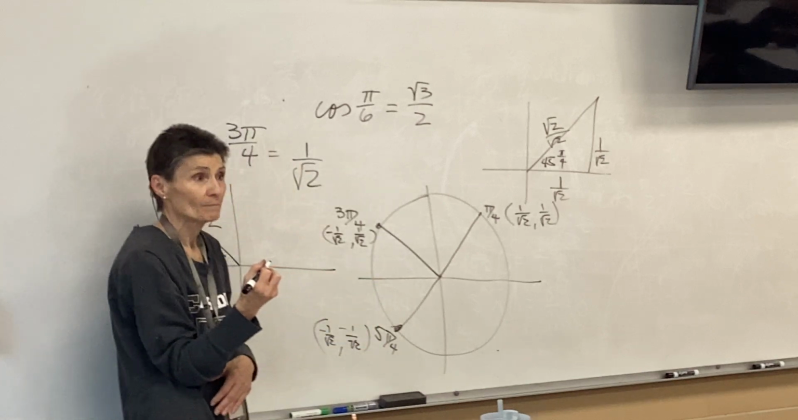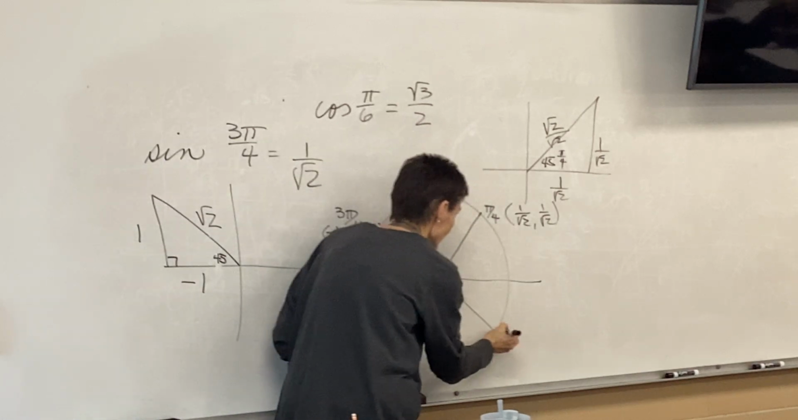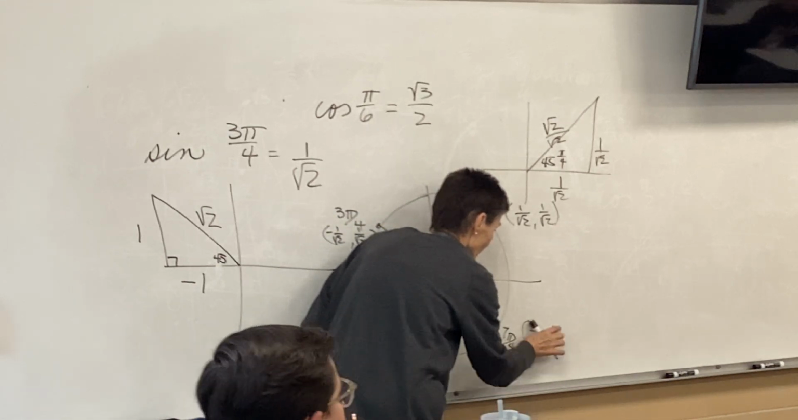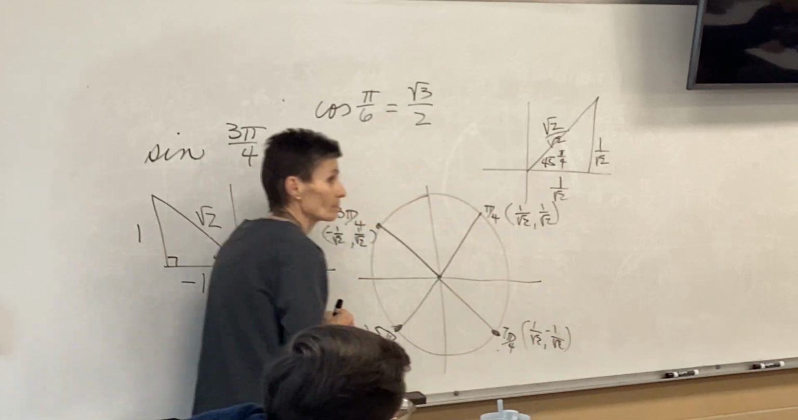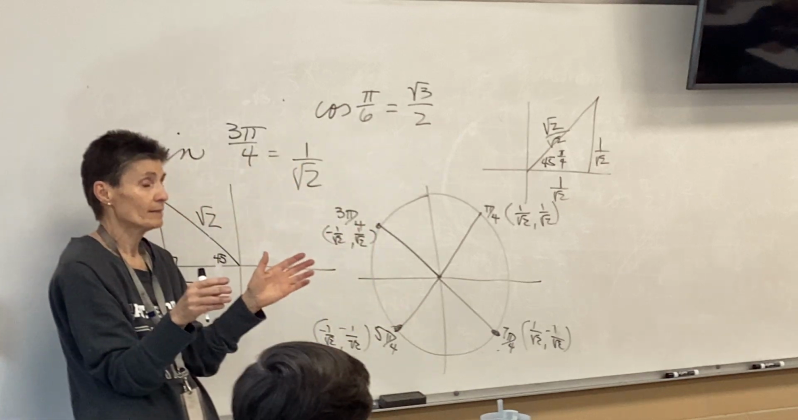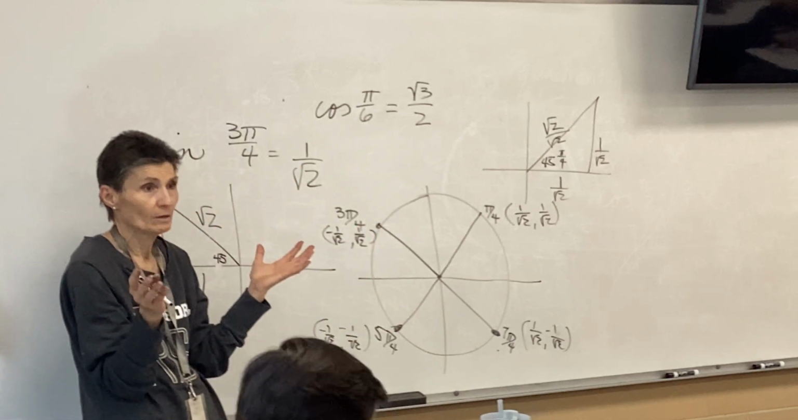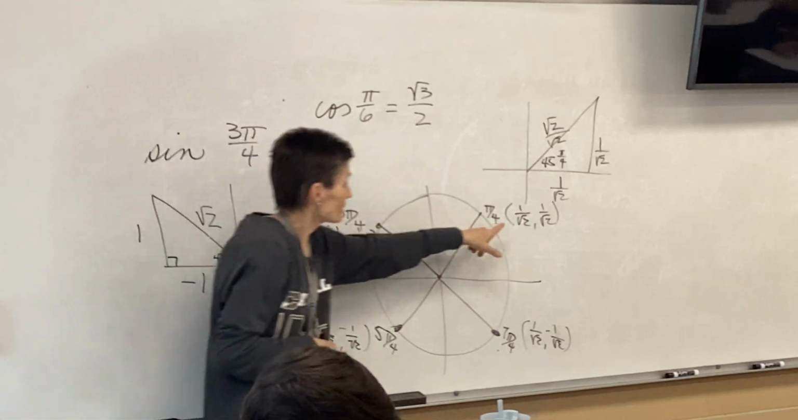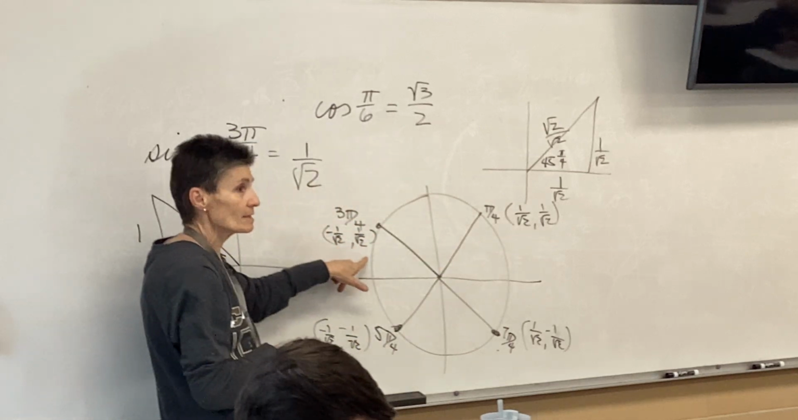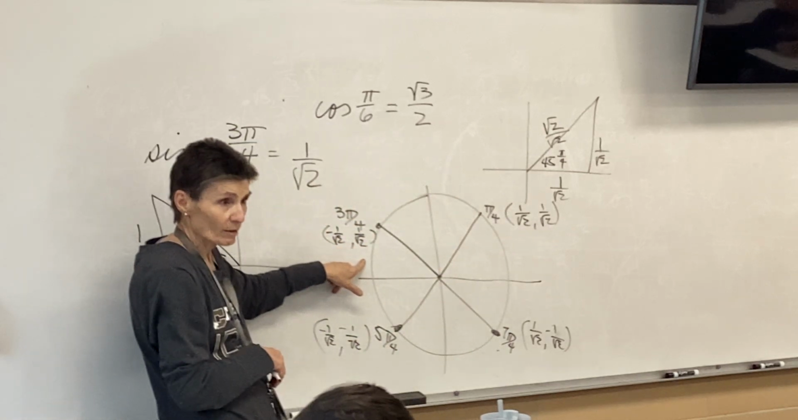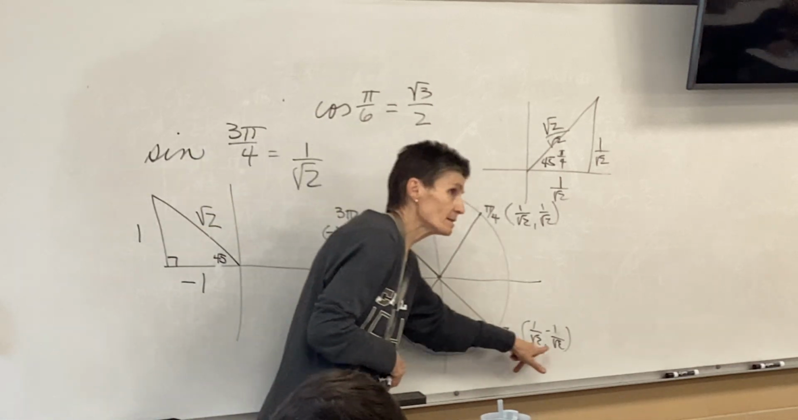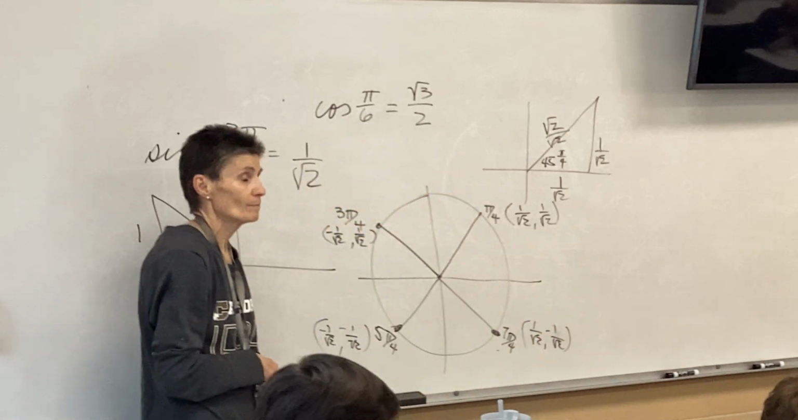Guys, are you following? Yep. And then here at 7 pi over 4, first one's positive, second one's negative. You just found the sine and cosine of every 45-degree angle in the whole coordinate plane. Cosine, sine of pi over 4. Cosine, sine, 3 pi over 4. Cosine, sine, 5 pi over 4. Cosine, sine, 7 pi over 4.